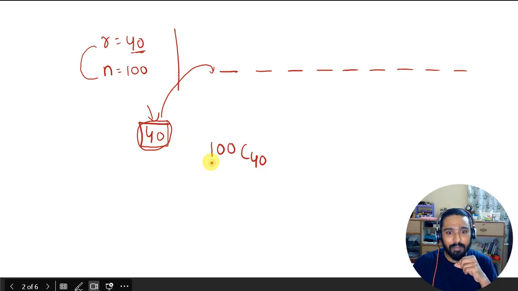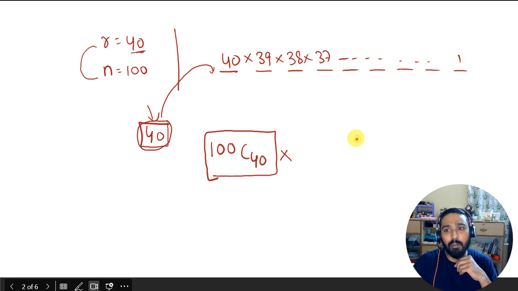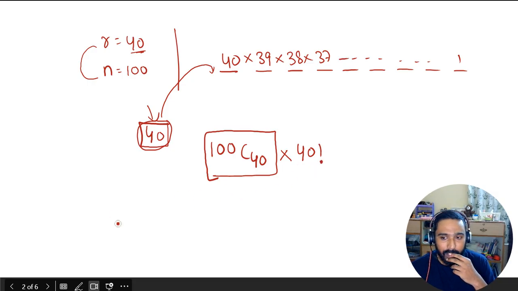That means after I do this operation, okay, मैं एक बार ये ऑपरेशन करने के बाद, okay, after selecting them, what I will do is, any of these 40 people will be seated here. Correct? Next one, any of the 39 people will be seated here, any of the 38 people will be seated here, 37 people will be seated here up to 1. Okay, which I can write as 40 factorial.